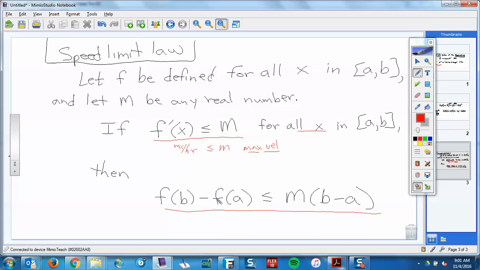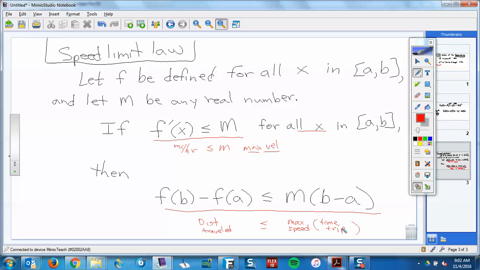So what's F of B minus F of A? The distance of my trip. So this is my distance traveled, right? My distance traveled has to be less than or equal to my max speed. Didn't we say M was my max speed? Times, what's B minus A? That's the time of the trip, right? That'd be 8 minus 0, right? So this would be the time of the trip. Oh, well, isn't that distance equals rate times time? Isn't that all that is?